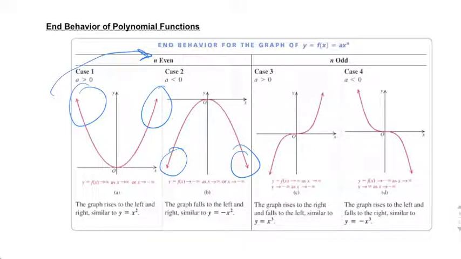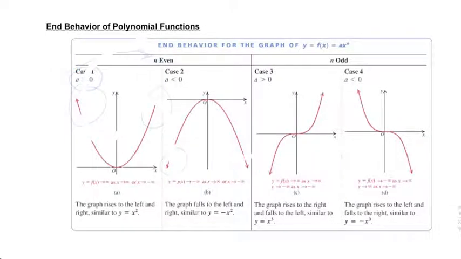Then the next thing that we look at is the sign of the leading coefficient. If the sign of the leading coefficient is positive, then the right-hand side goes up. So the leading coefficient tells you about the right-hand side. The degree of the polynomial tells you about the left. Because the leading coefficient was positive, the right goes up. And in case 2, the leading coefficient is negative, so the right goes down. And then the degree tells you about the left-hand side.